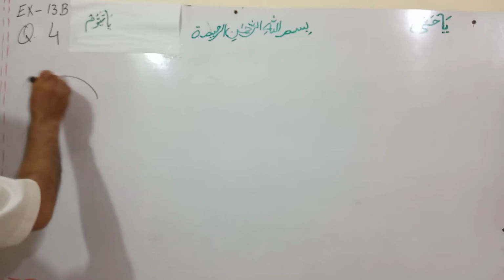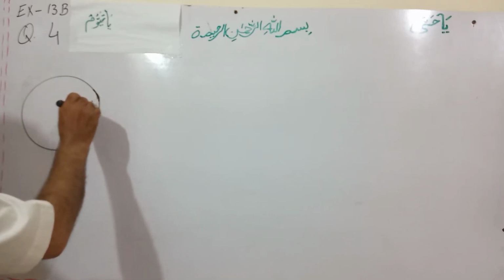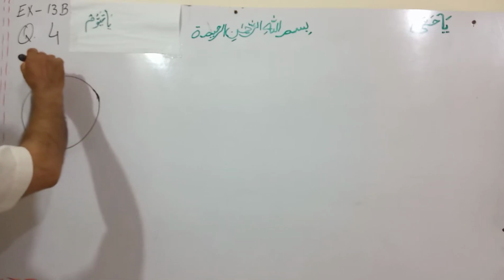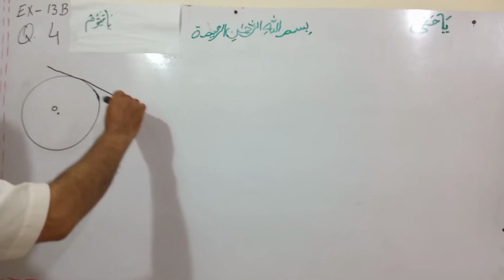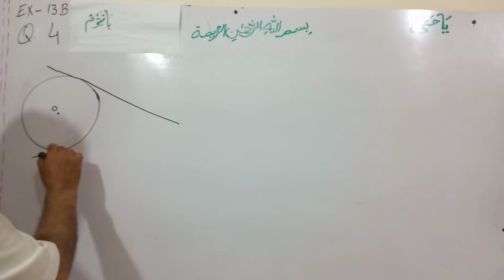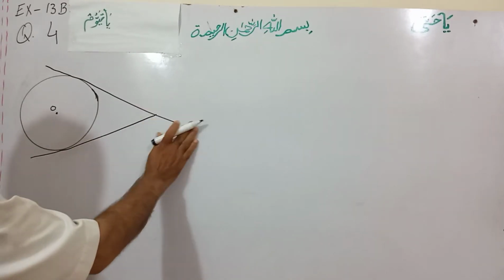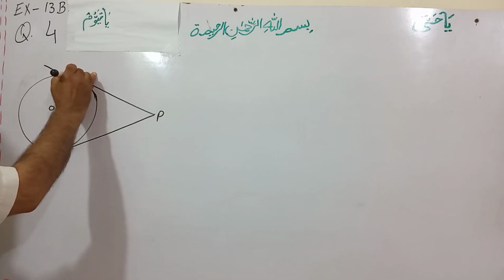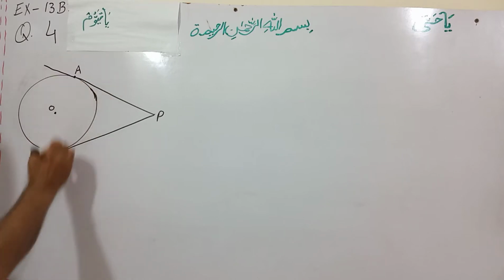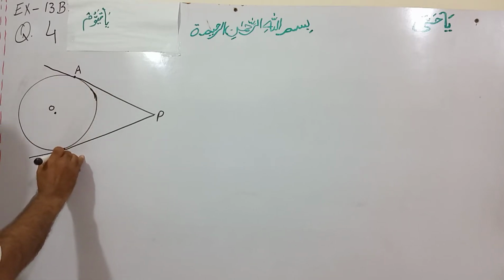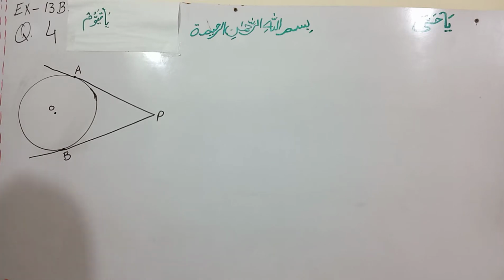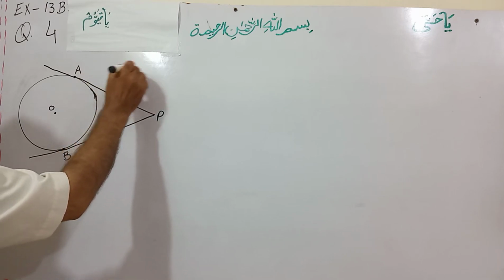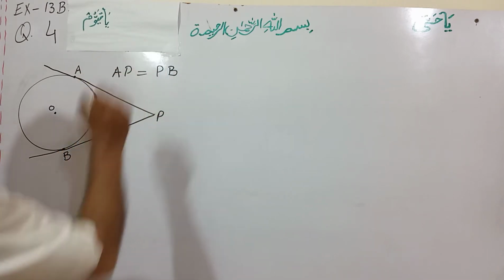So if this is a circle with center O, and there is a tangent, and another tangent, both the tangents meet at point P. The tangent points on the circle are A and the other point is B. Then AP is equal to PB. First thing, AP is equal to PB.